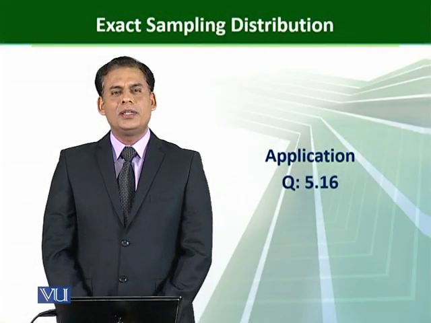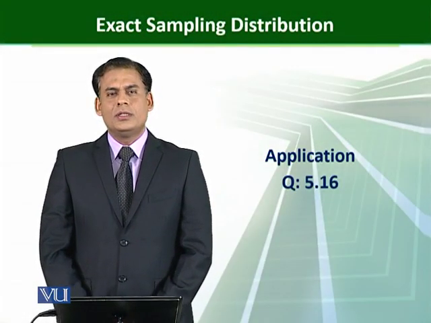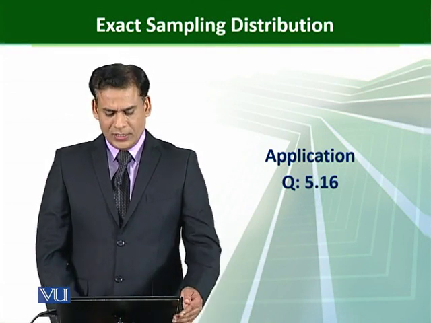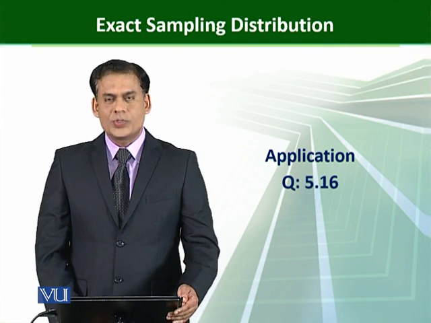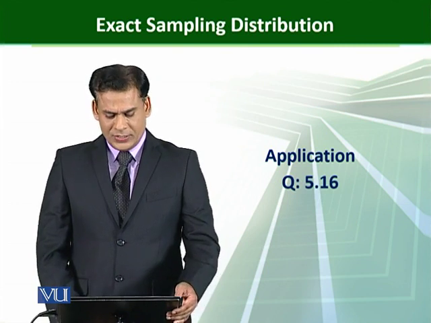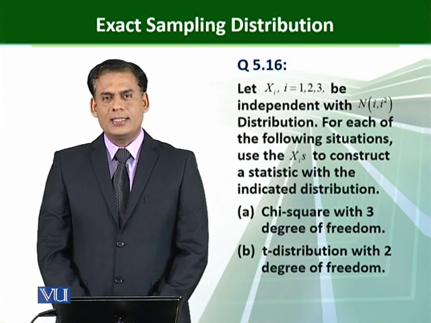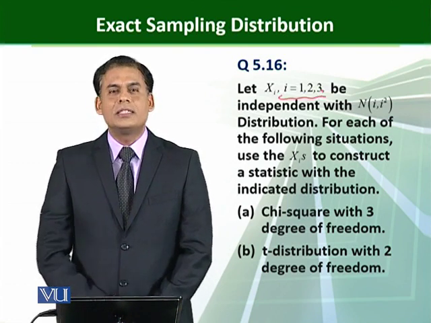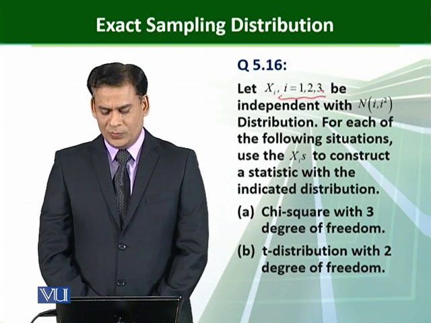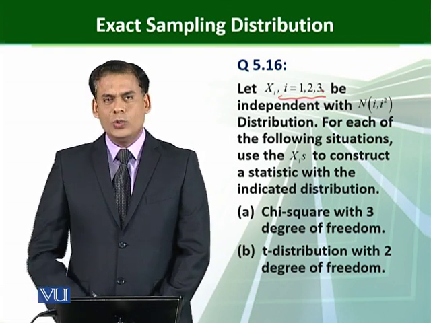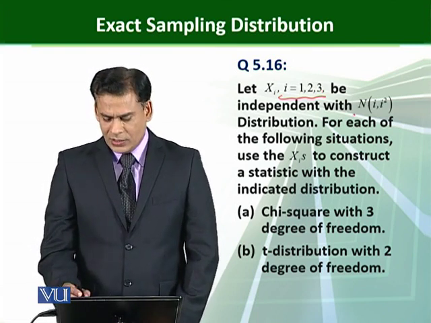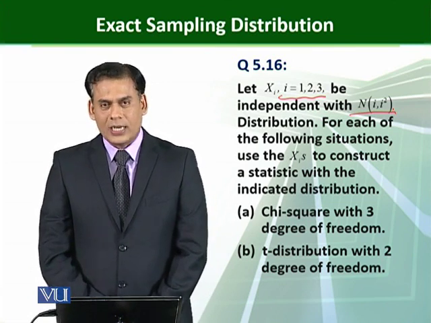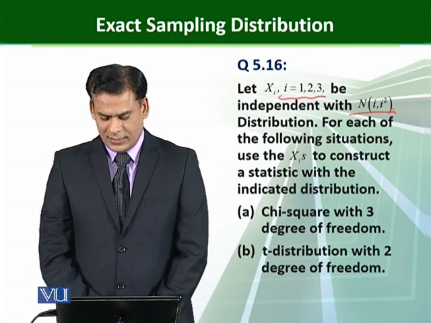Further, let us see some more applications of this with respect to the t distribution, F distribution, and chi-square distributions. This is question number 5.16 of the Casella and Berger book. The statement: let Xi, that is i varies from 1 to 3, which means we have only 3 values X1, X2 up to X3, be independent with normal distribution, and the mean of this is i and variance is i square.